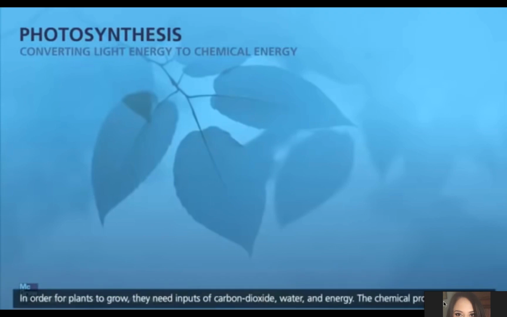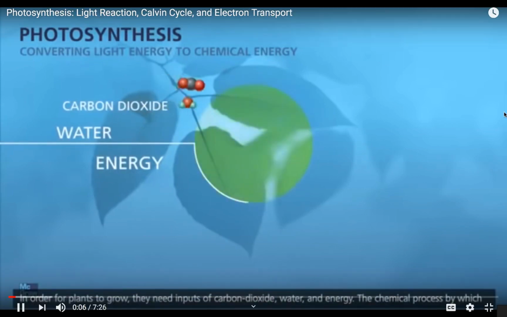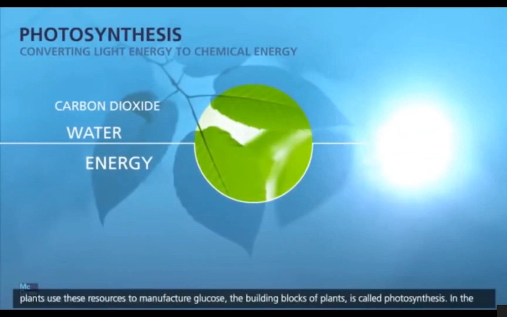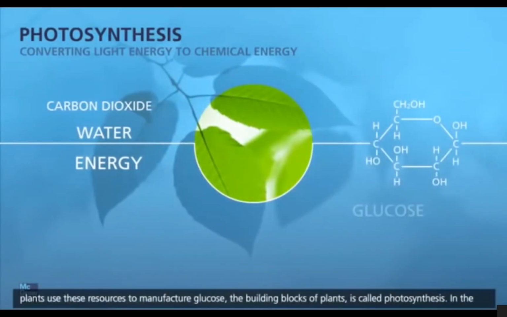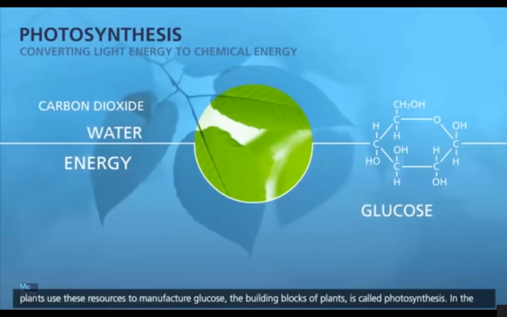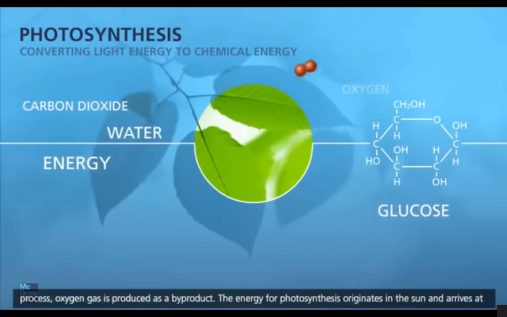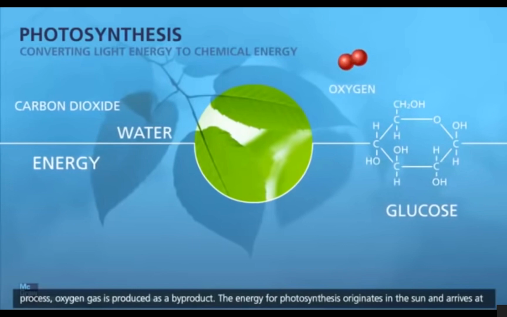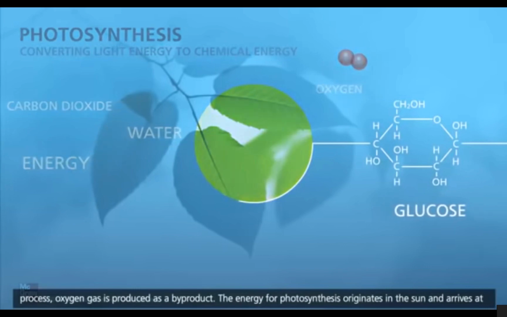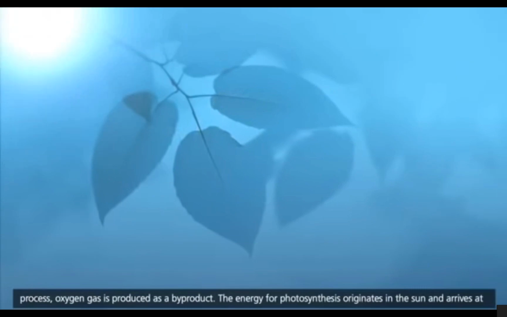Plants, to grow, need inputs of carbon dioxide, water, and energy. The chemical process by which plants use these resources to manufacture glucose, the building blocks of plants, is called photosynthesis. In the process, oxygen gas is produced as a byproduct. The energy for photosynthesis originates in the sun and arrives at the earth as sunlight.